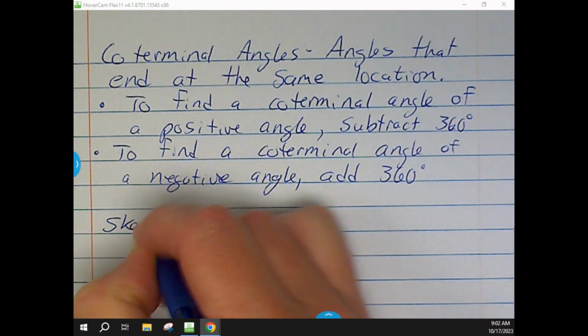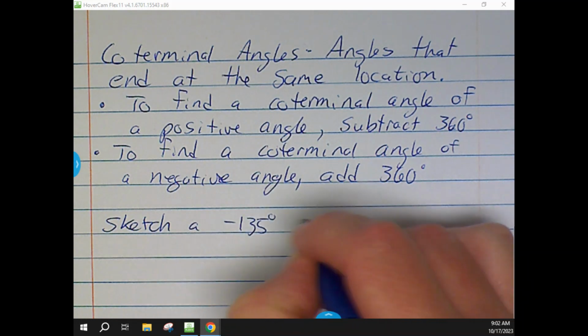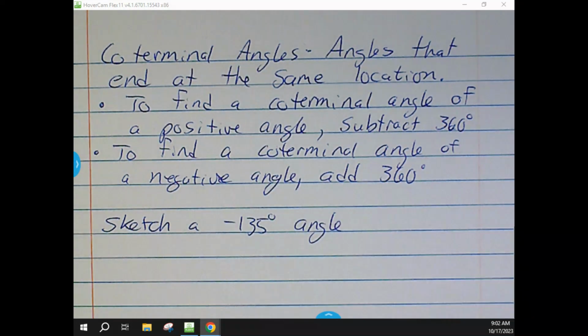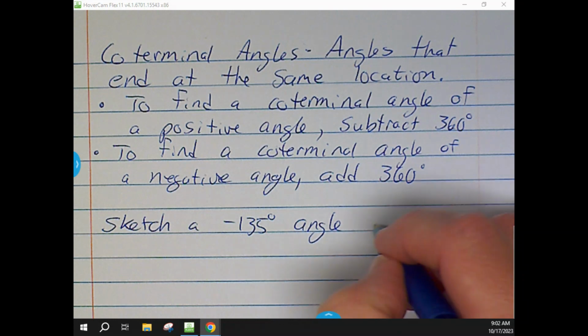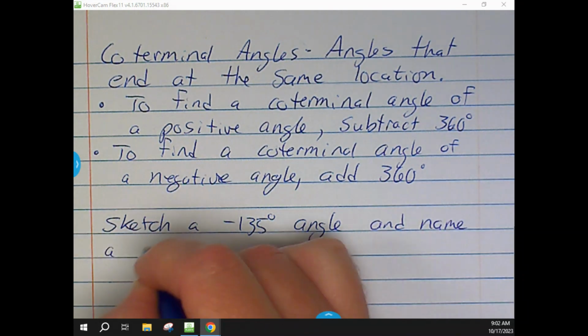All right, so what we're going to do, we're going to sketch a negative 135 degree angle. And then we're also going to name a coterminal angle.